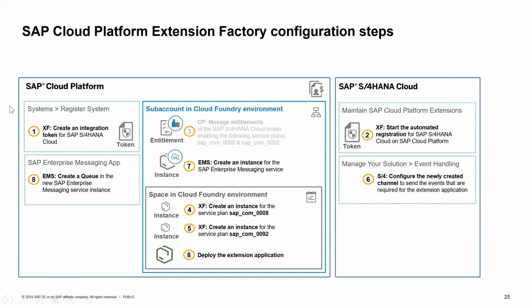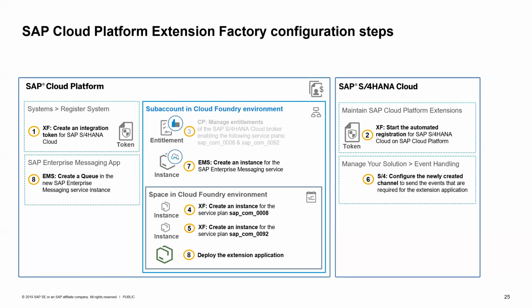First of all, to showcase the extension factory, we, in the first step, created an integration token for the S/4HANA Cloud system. And then we switched to our S/4HANA Cloud system, where we simply entered the token that was automatically generated for us by the cloud platform. And that enabled us to really register the S/4HANA Cloud to the cloud platform. We didn't cover step 3, which is also a necessary step. This is just about how to manage entitlements, but this is standard SAP Cloud Platform procedure. So this is also included in the how-to guide.